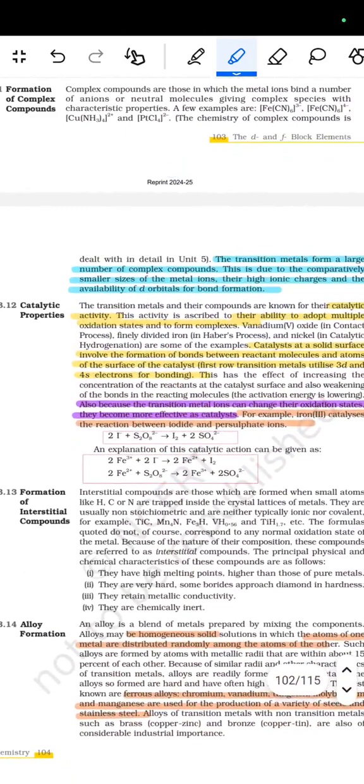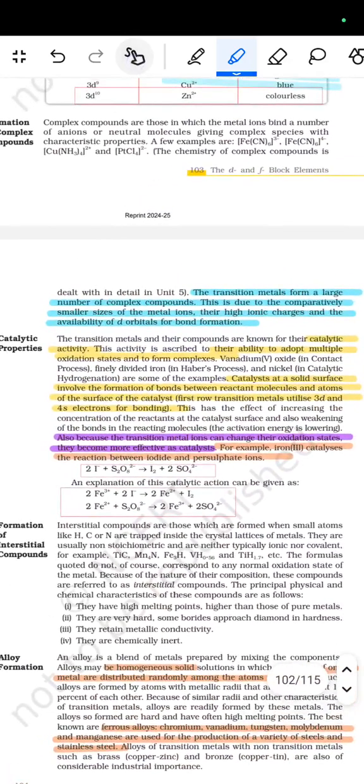अब आता है फॉर्मेशन ऑफ द कॉम्प्लेक्स कंपाउंड। So complex compounds are those in which the metal ion binds a number of anions or neutral molecules giving complex species with characteristic properties. For example are [Fe(CN)6]3-, [Fe(CN)6]4-, [Cu(NH3)4]2+ and [PtCl4]2-. The chemistry of complex compounds is dealt with in detail in unit 5.